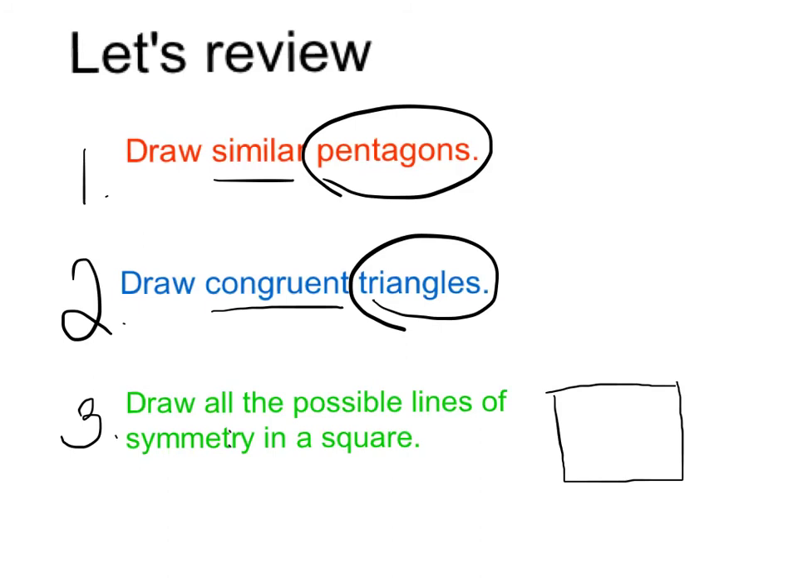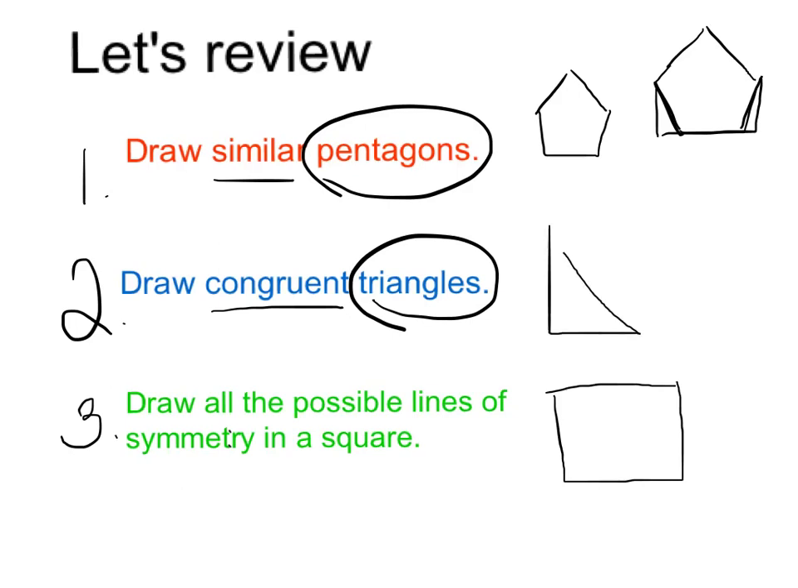Similar pentagons. Similar means that they are the same shape, but they are not the same size. A pentagon has 5 sides. So we have similar pentagons. My drawings are not the best right now. Congruent triangles. Triangles that are exactly the same. They are just turned in other directions, or they don't even have to be turned in the different directions.